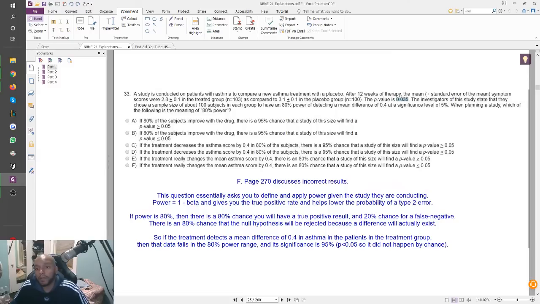The investigators of the study state that they chose a sample size of about 100 subjects in each group to have an 80% power of detecting a mean difference of 0.4 at a significance level of 5%. So since the p-value is less than 0.05, all the information we see, we know that it wasn't purely by chance. That's what p tells us. P tells us that the data we've collected was not purely by chance, right?